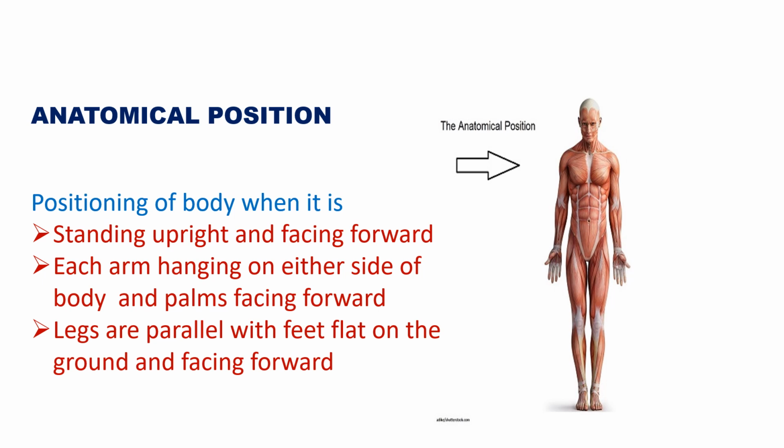So first of all, what is anatomical position? Here you can see there is a person standing in an upright position, facing forward, arms hanging on either side of the body, legs parallel to each other and feet on the ground. When a person stands in that position, this position is called the anatomical position.